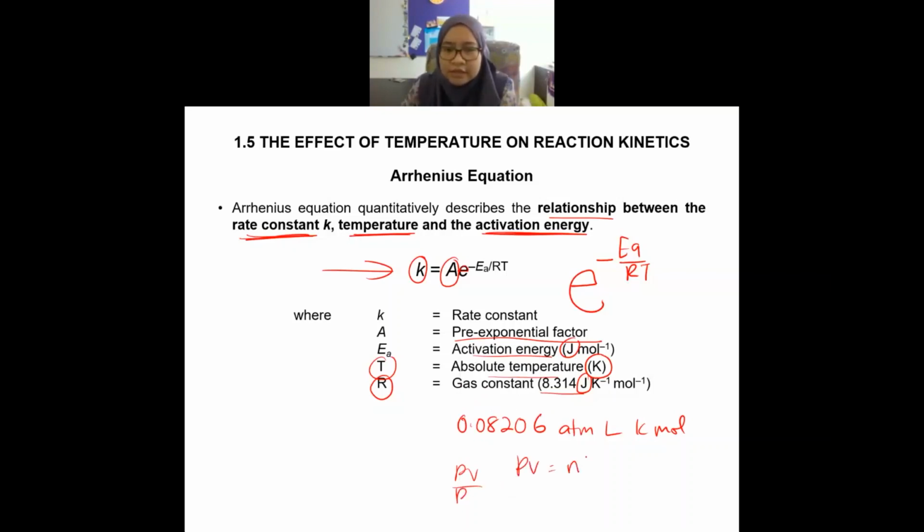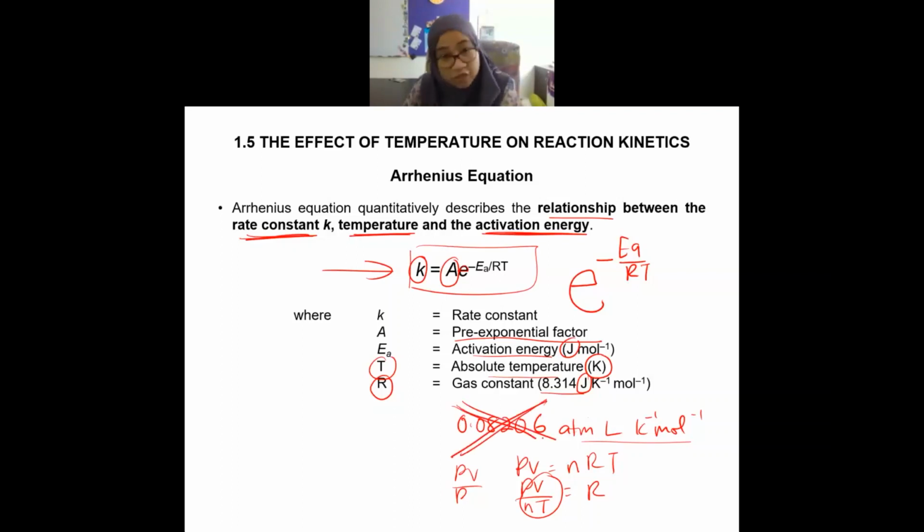Okay, PV and RT. So PV over nT is equal to R. So the unit is P, L, K negative 1, mole negative 1. Okay, so this is the unit. As you can see, we don't have pressure, we don't have mole in this formula. So that is why we don't use this value. Do not use this value, guys.